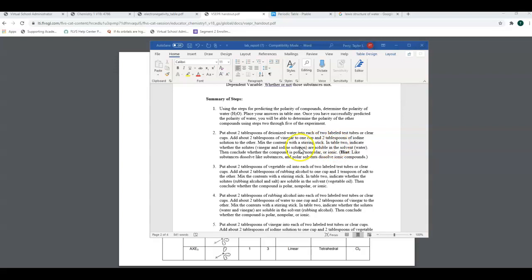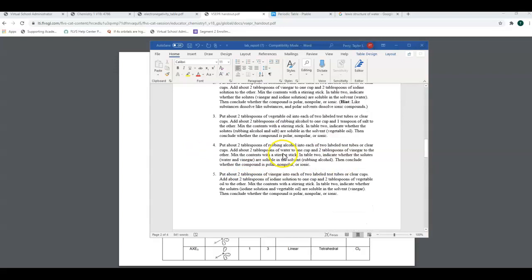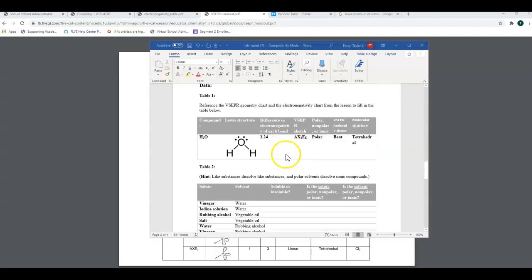In table 2, indicate whether the solutes, vinegar and iodine, are soluble in the solvent, water. Then conclude whether the compound is polar, nonpolar, or ionic. Hint: like substances dissolve like substances, and polar solvents dissolve ionic compounds. Okay, so that's a lot of information. Let's break that down here.